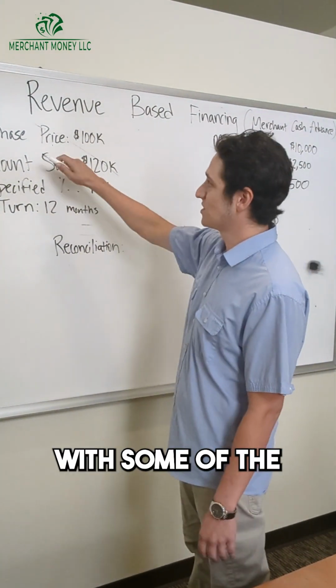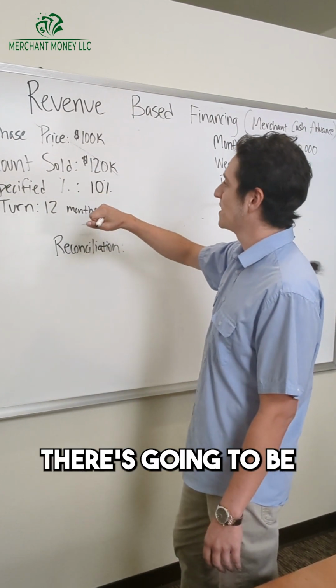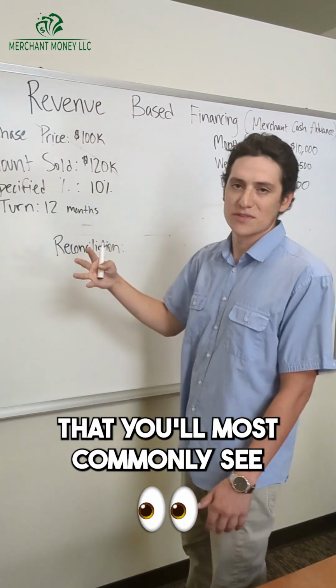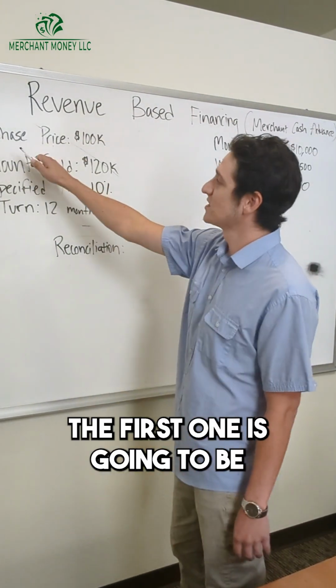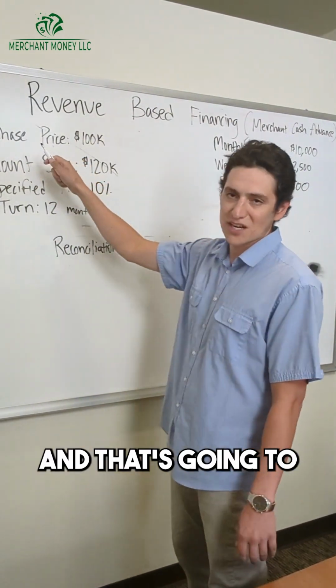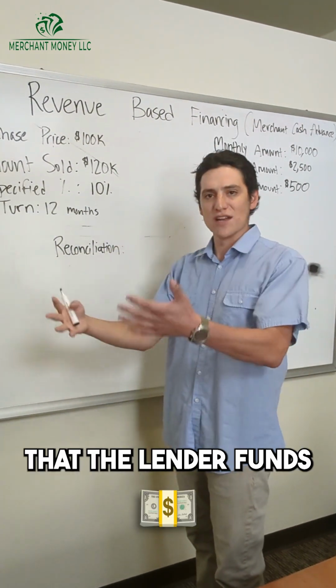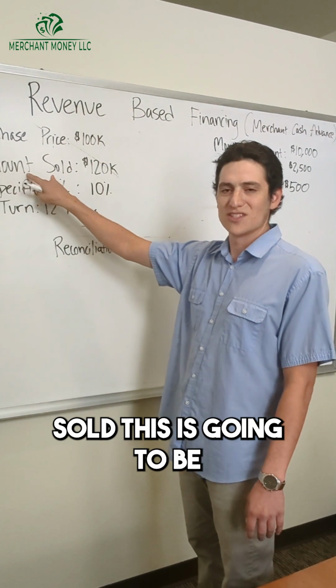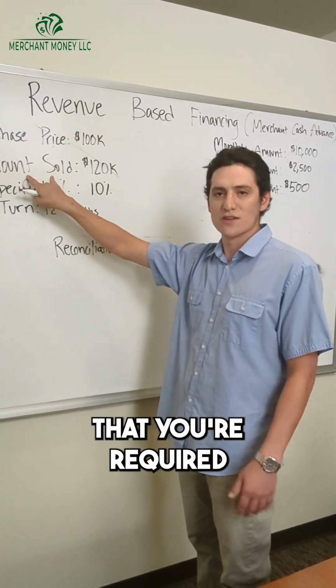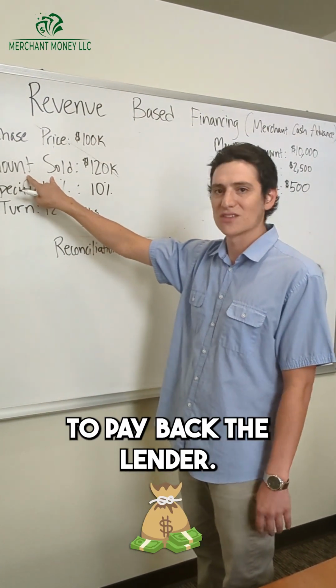So let's start off with some of the key terminology. There's going to be 4 terms that you'll most commonly see in any MCA, merchant cash advance contract. The first one is going to be the purchase price, and that is going to be the amount that the lender funds your business. The second term is going to be the amount sold. This is going to be the total amount that your business is required to pay back the lender.